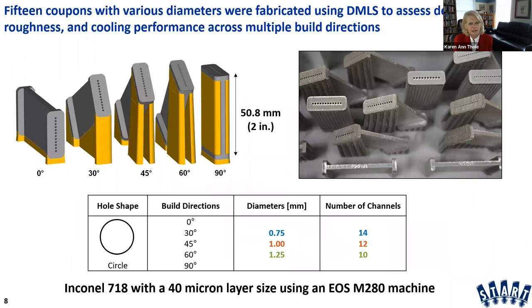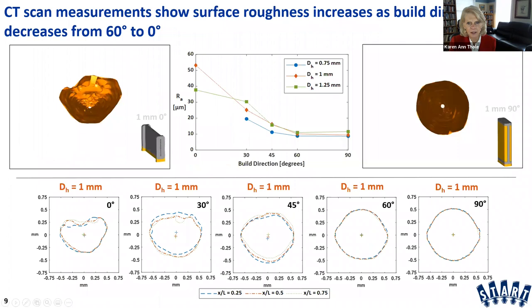We've done this a while back, where we looked at building microchannels at different orientations, from 0 degrees, meaning a horizontal channel, so you're building the part up where the channel is horizontal, or 90 degrees where the channel is vertical. We looked at a simple circular channel, and we used Inconel 718 with 40 micron layer sizes of the powder on an EOS 280 machine. And we said, well, what is the roughness variation? How does it look? So the roughness varies quite a bit.